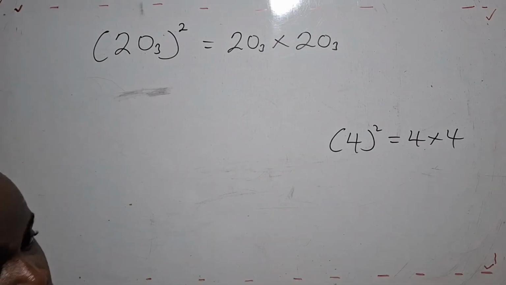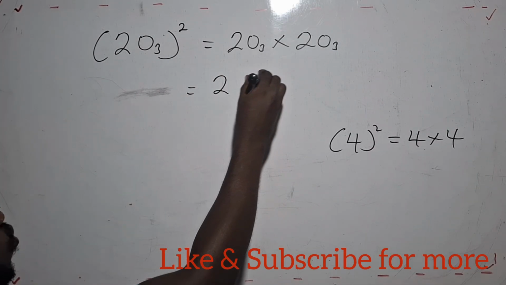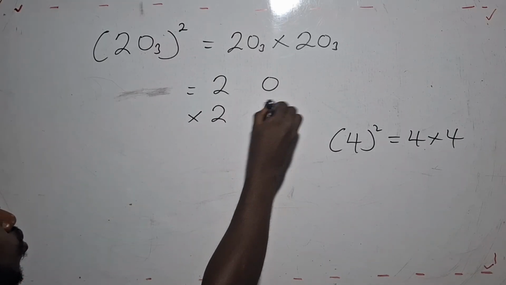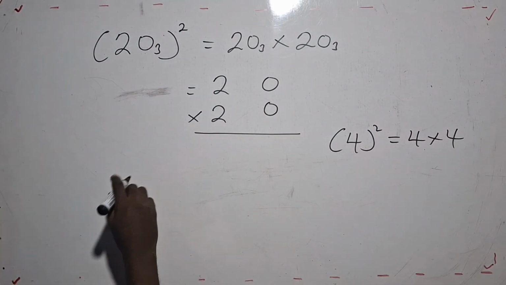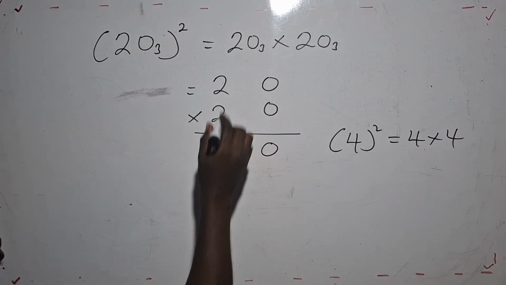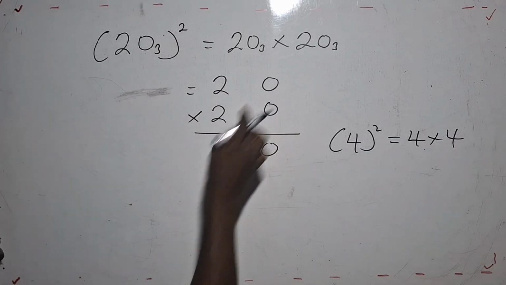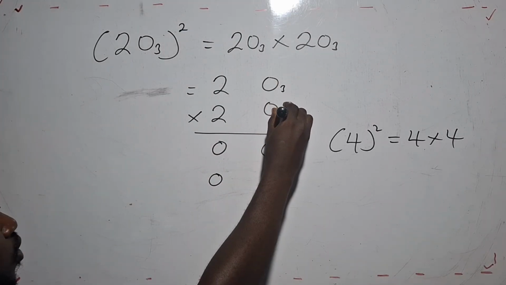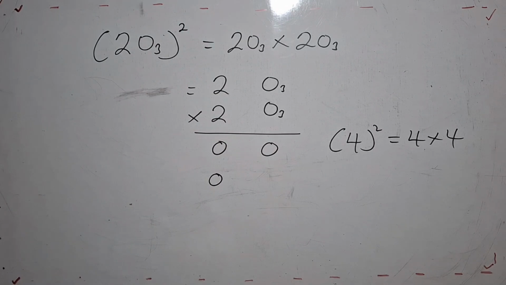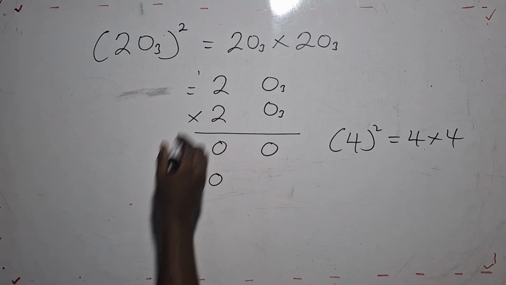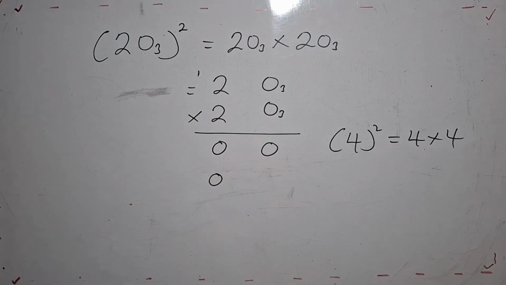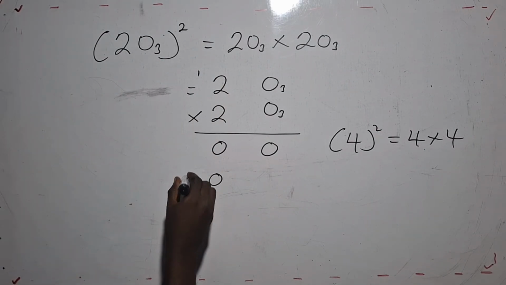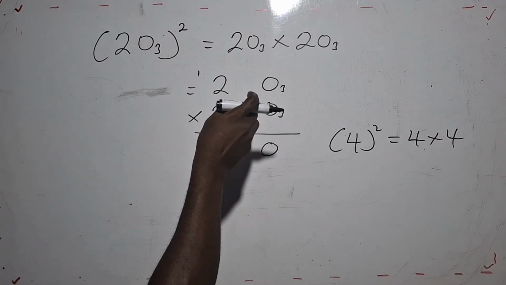I'll expand it before I multiply. Now I'll come here, 20 times 20. So 0 times 0 is 0. 0 times 2 is 0. Now 2 times 0 is also 0. Let me write the base. 2 times 0 is 0. 2 times 2 is 4. Now 4 divided by 3 is 1, remainder 1.